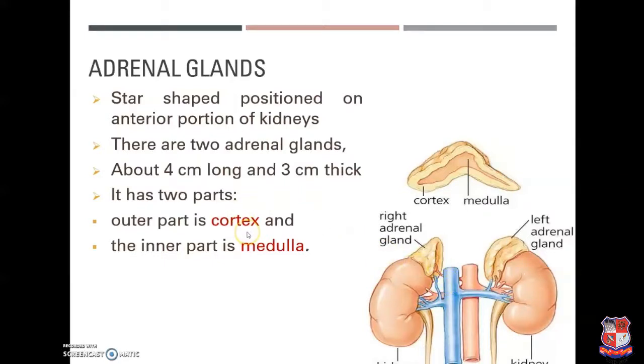Structurally as well as functionally, the adrenal glands are divided into two parts. That is, the outer part is the cortex region and the inner part is the medulla. The whole gland is covered by a connective tissue capsule which sends the trabeculae inside.